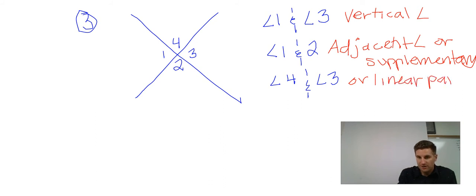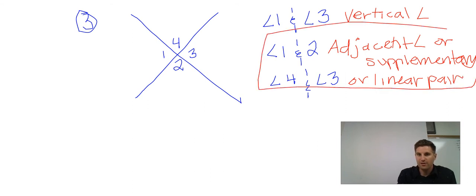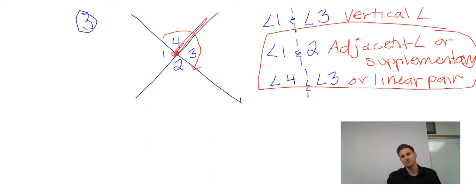And this actually works out for all of these, because 4 and 3 also form 180, and share a common vertex and a common side, so they're also a linear pair. Okay, so 1, 2, and 3, 4 are linear pairs, supplementary and adjacent.